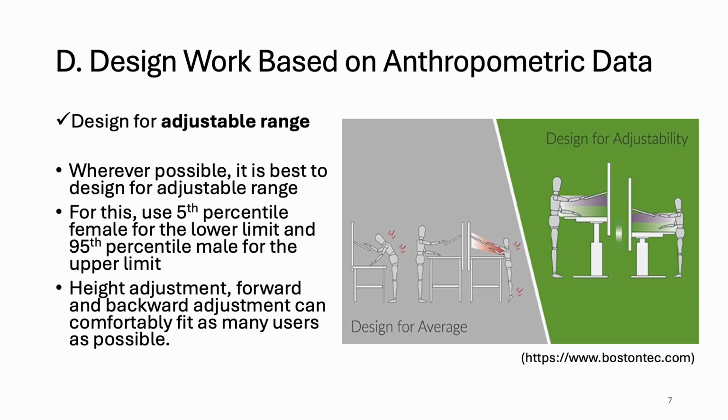The fourth principle is to design work based on anthropometric data. This is because mismatch in size between the worker and the workspace, equipment, or tools result in ergonomic risks such as prolonged forward bending to reach for tools or materials, and having to sit in a position too high or too low for the hands.